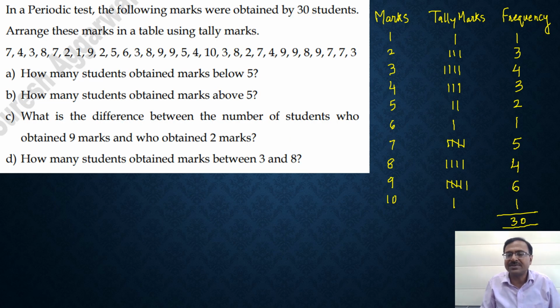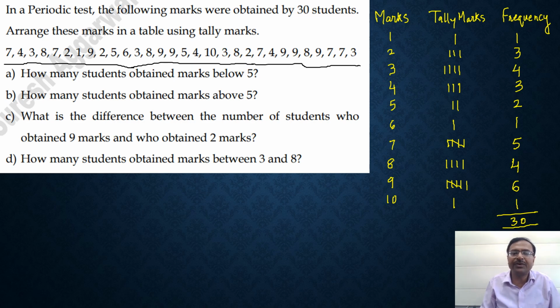The first question, see, I've drawn the tally marks already so that we can save time. So the question goes like this. There's a periodic test and 30 students appeared in the periodic test. The marks obtained by those students are given here, separated by commas. So this is raw data separated by commas. We need to first of all prepare the frequency table using tally marks.